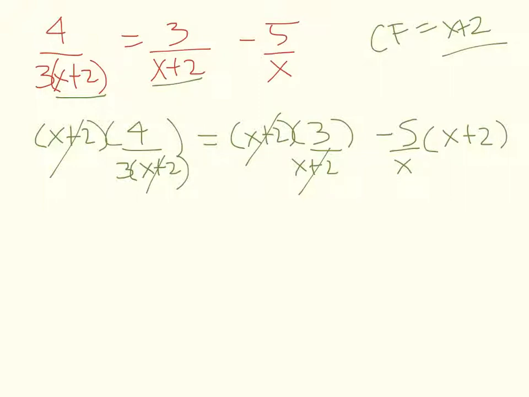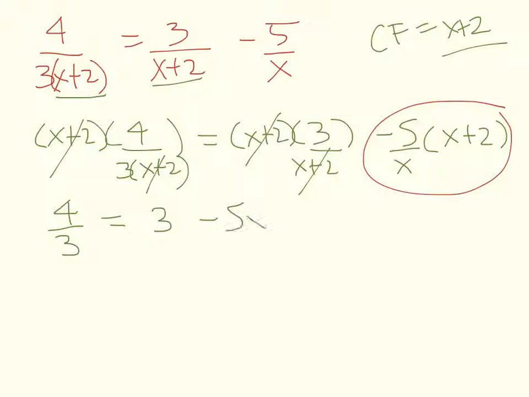Okay, so now once I've crossed out my x plus 2, I've gotten rid of those. So I still have fractions, but that's okay, because I have 4/3 is equal to 3. And I'm going to actually break open this bracket now. You don't have to, it depends on how you feel. And that will give me, so I have a -5, and I'm multiplying that by a positive x. So that'll give me -5x. And a -5 multiplied by positive 2 gives me -10 over x.